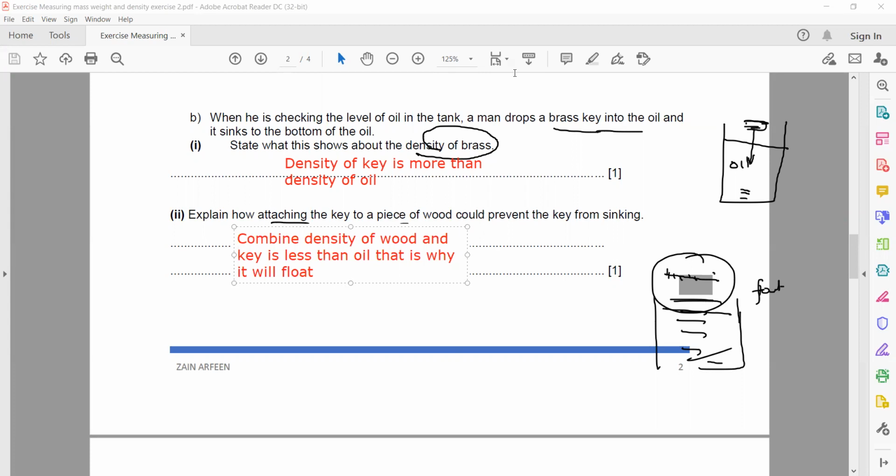Same thing happens with life jackets which are used in case of emergency. When you are wearing a life jacket, you float on the surface of the water. What is the reason for that? Because the combined density of the body and the life jacket is less than the density of the water. That's why the person will float. You can also mention that wood will float, so it will prevent the key from sinking. That's also acceptable. You can also mention wood would float on the water and attaching a key wouldn't sink. That's also a correct answer.